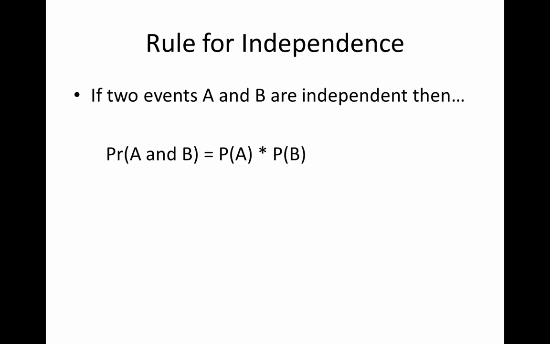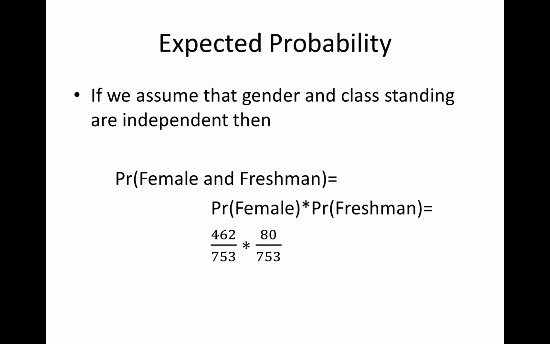So in our chi-square test, we're assuming that our two variables are independent. So we're assuming that class standing and gender are independent. If I want to find the expected probability of being female and freshman using this rule where we can just multiply the probabilities together, the probability of female and freshman equals the probability of female times the probability of freshman. And the probability that I grab a female out of my data set randomly, well, we have 462 total females divided by 753 total students.